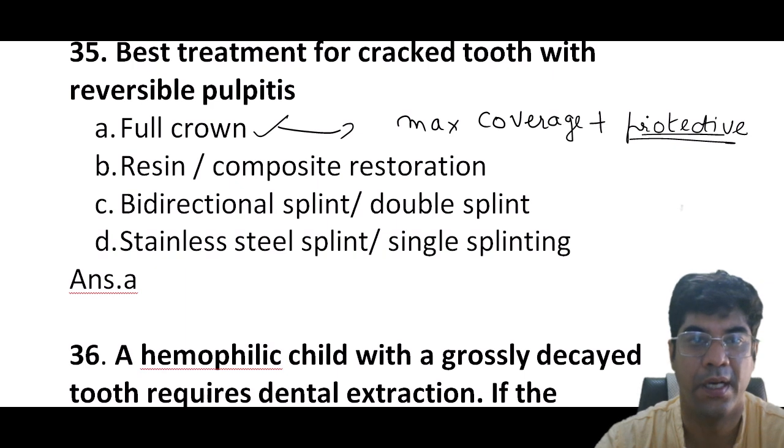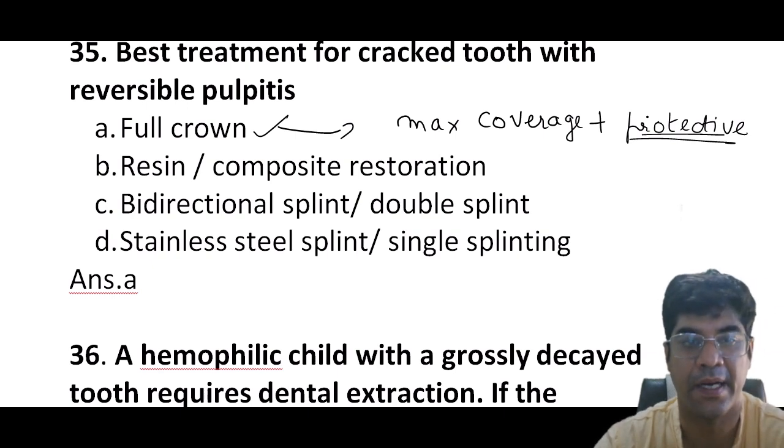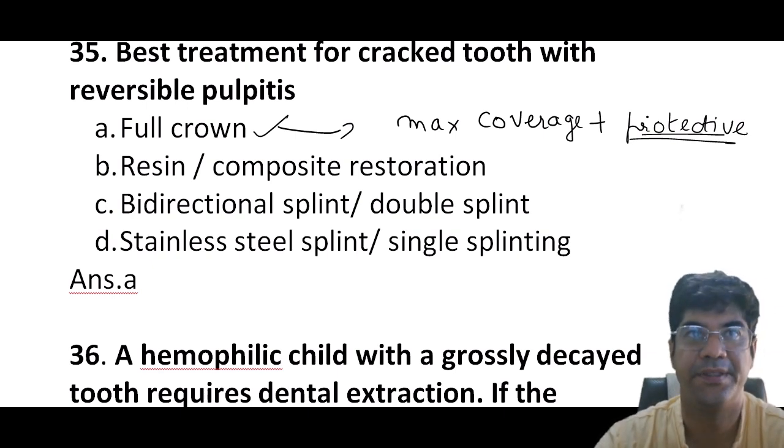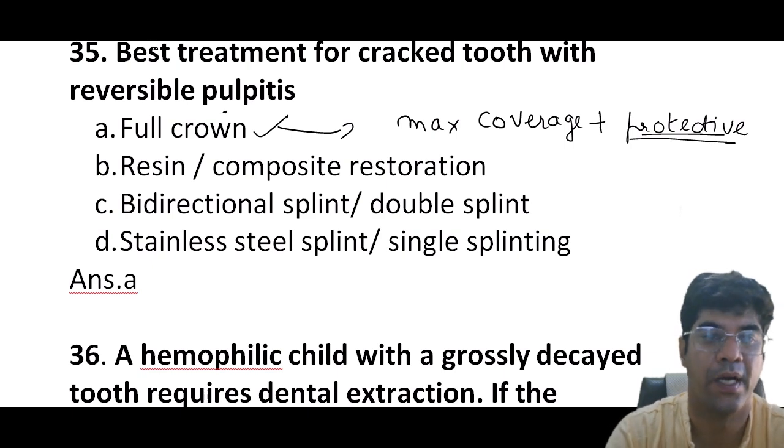The resin restoration may not provide sufficient strength and support for a tooth with significant cracks. Bidirectional splints are not indicated. Stainless steel splint is not indicated. The best treatment is the full crown. That is your answer of choice.